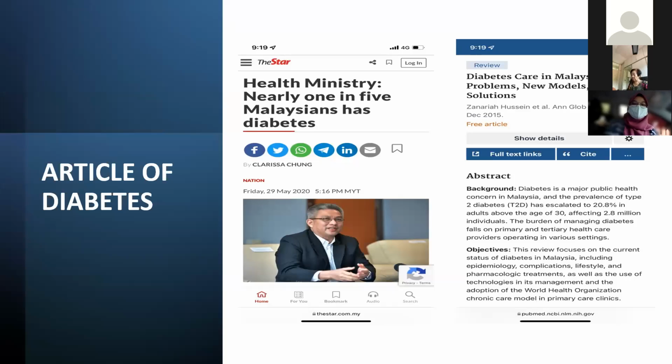All right, so here, I just want to share with you one of the articles that I found on a website recently regarding diabetes. You can see the first article on your left side, which is from the health ministry itself. It said clearly, nearly 1 in 5 Malaysians have diabetes. So you can see how common this kind of disease is, which could lead to death.